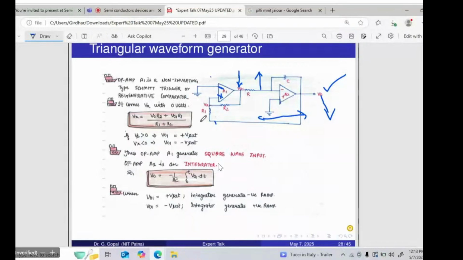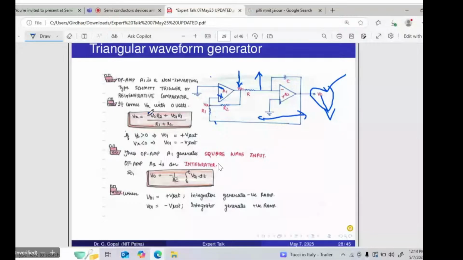Now how can you find out Vx? Let us suppose you are considering V0 only, and V01 is connected to the ground. Then what should Vx be here? Vx is V0 R1 divided by R1 plus R2. Because you are putting V01 as 0, you are considering V0 only. So what is Vx here? V0 R1 divided by R1 plus R2.